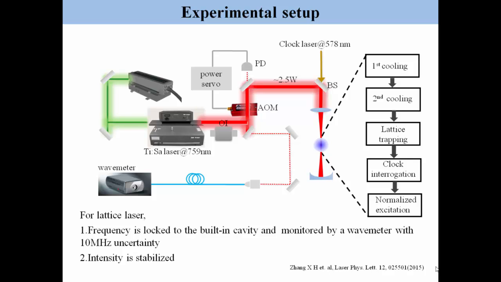After the first stage cooling and second stage cooling, a group of atoms with a temperature of 10 to 20 microkelvin is loaded into the lattice trap. A clock laser at 578 nanometers is collinear with the lattice trap for clock interrogation, and we use the normalized excitation scheme to obtain the clock transition spectrum.